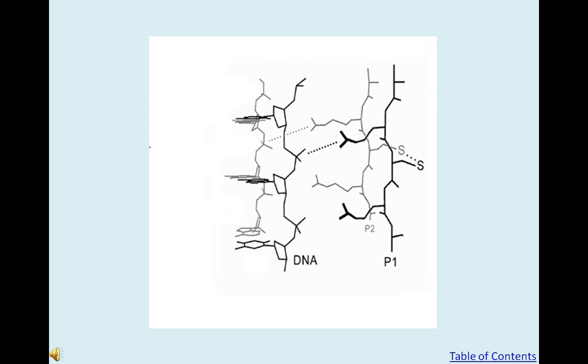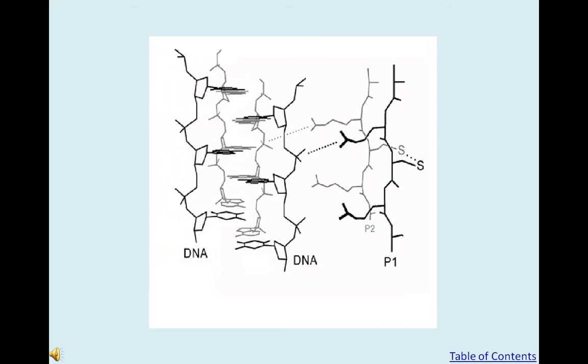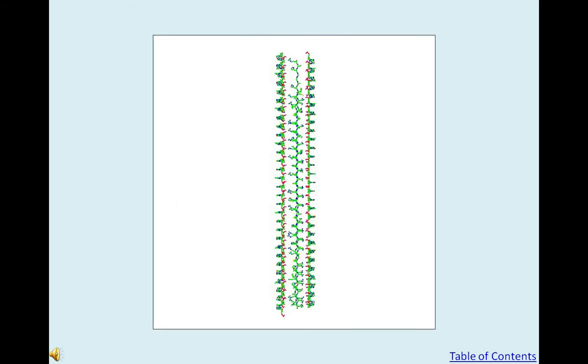To get the DNA base pair spacing down to its preferred distance of 3.4 angstroms, we need to intercalate the DNA duplexes with neighboring ones, as shown in this partially literal, partially schematic movie. Here's the entire structure, the complete P1, P2 dimer, binding approximately 59 base pairs of DNA.